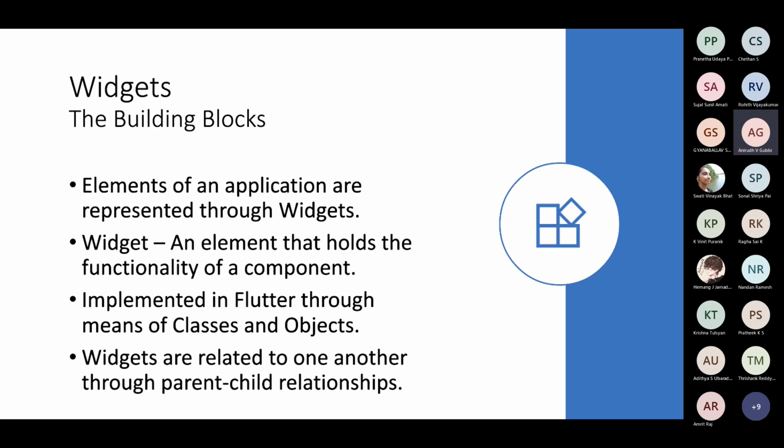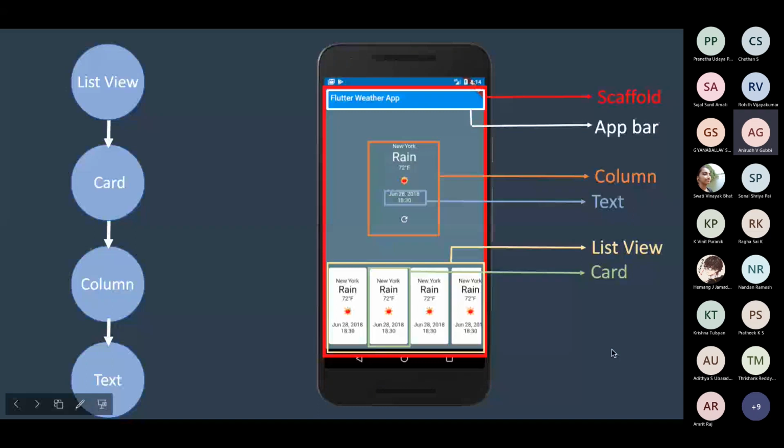Now, right now, we just saw how we wrote classes and all, right? So now we implement widgets using classes, objects, and inheritance. Here, what we make use of is we make a few widgets and we relate them to each other through parent and child relationships. Okay, so I'm just going to show a very basic example. Here, this is a weather app. Now the first widget that you can see, the one that I've marked in red, is known as a scaffold widget.